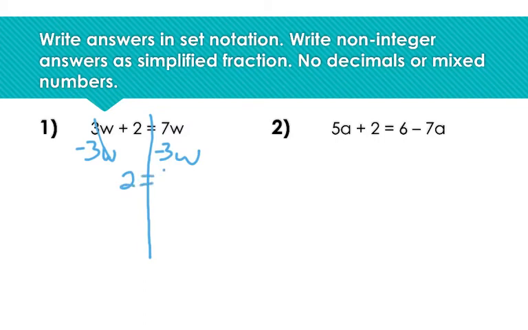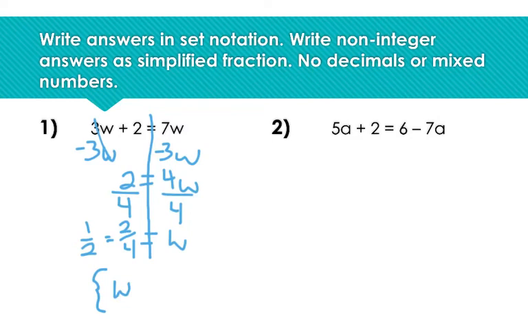So 7 w's minus 3 w's is 4 w's. Then we're going to divide by 4, since we have 4 times w to undo it, and we end up with 2/4, or we could simplify that to 1/2 is equal to w. Now writing it in set notation, we do a brace, then we do w such that w equals 1/2. Always write it in its simplified form.